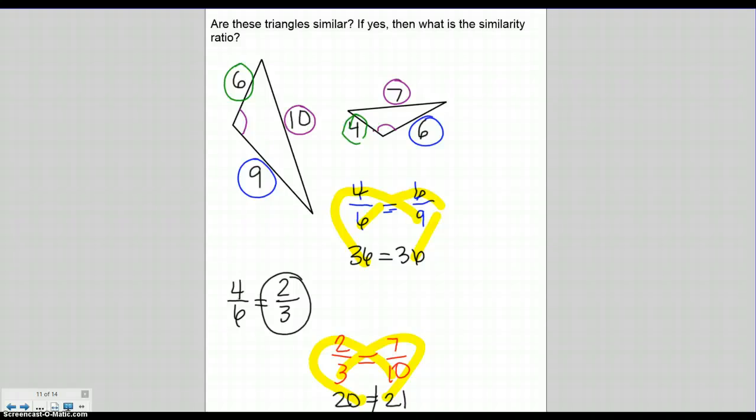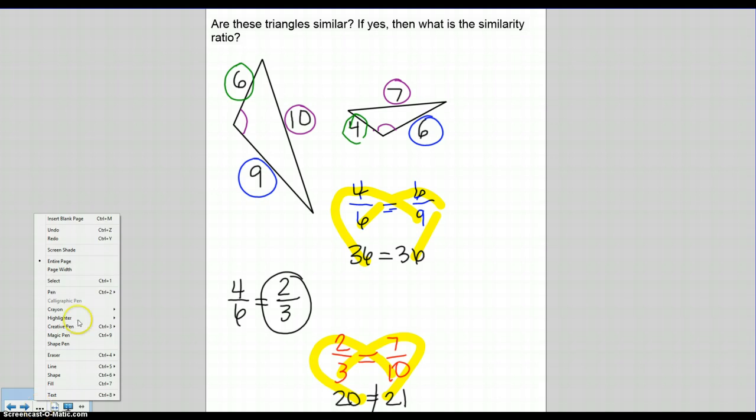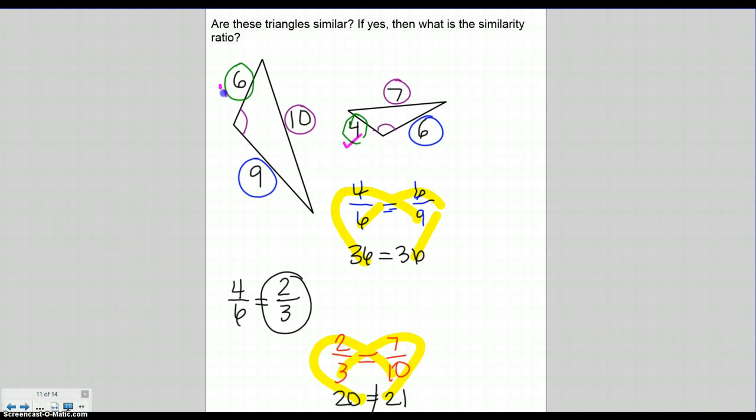So we were able to determine that 4 was proportional to 6 and 6 was proportional to 9. But the remaining pair of sides, 7 and 10, are not proportional to the 4 and the 6 and the 6 and the 9, because our similarity ratio of 2 over 3 is not equal to our ratio of 7 over 10. So no, these two triangles are not similar.